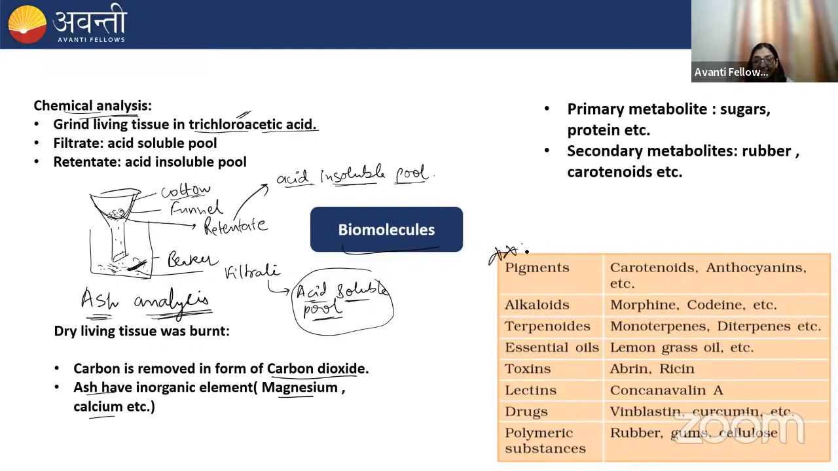This table is given in NCERT, and this is a very important table. Many times questions come from this table.